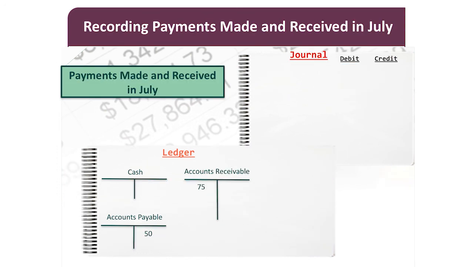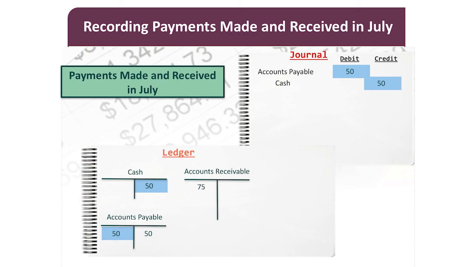Now let's jump to July. You pay the $50 that you owe in accounts payable in July. The July journal entry would be a debit to accounts payable for $50 and a credit to cash. You now post the transaction to the ledger. As you can see, the debit to accounts payable in July brings the balance you owe to zero.